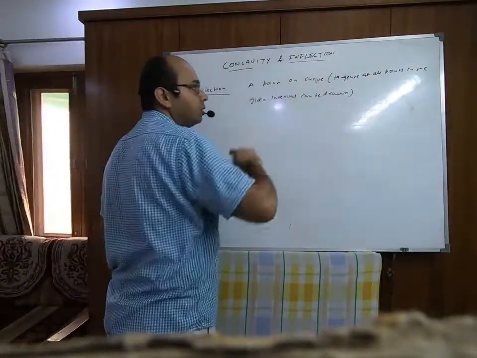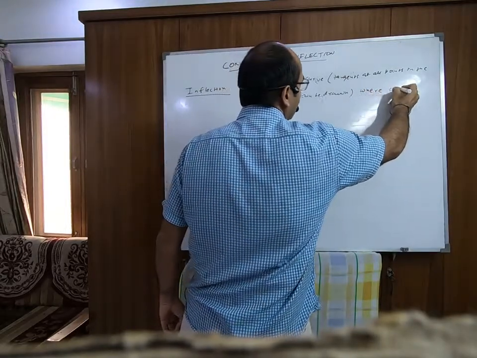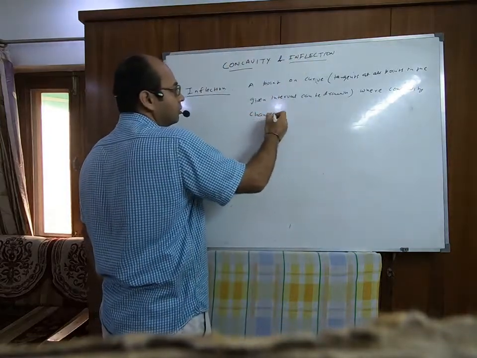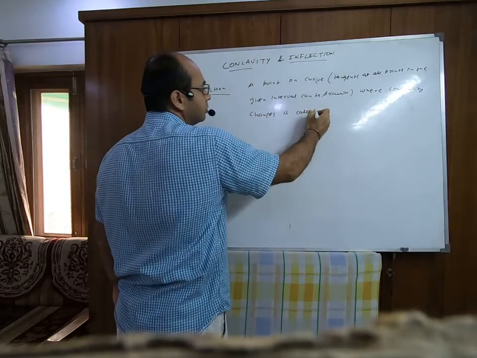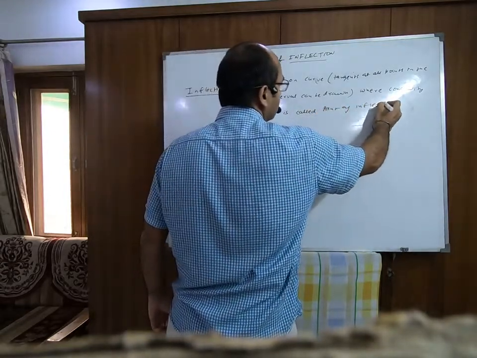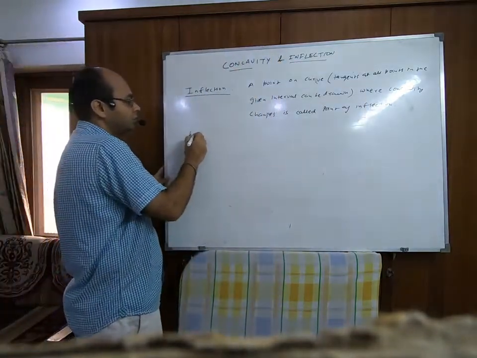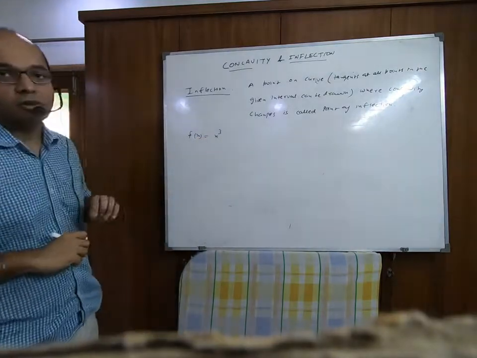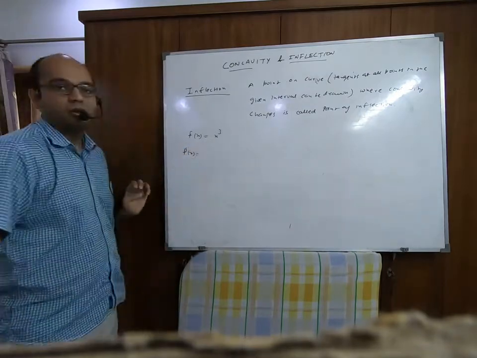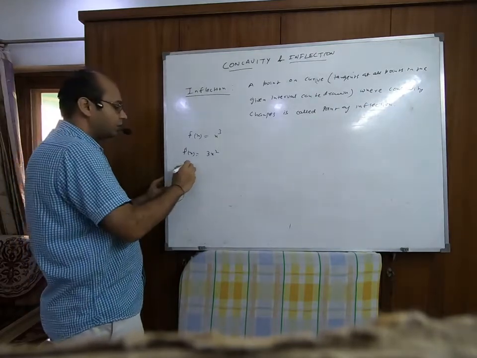A point on the curve where concavity changes is called a point of inflection, right? Let us take an example. Let us take fx equal to x cube. To analyze this, again this is a polynomial, so it is a differentiable function. Let us differentiate it. Let us redifferentiate it.